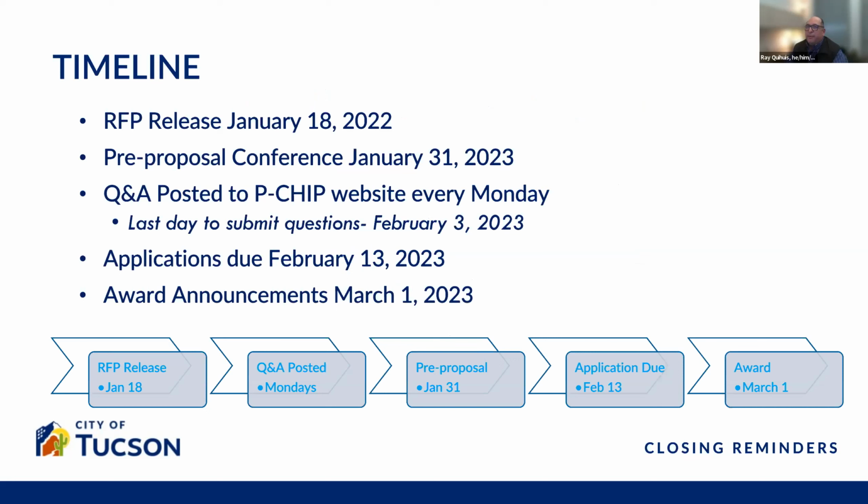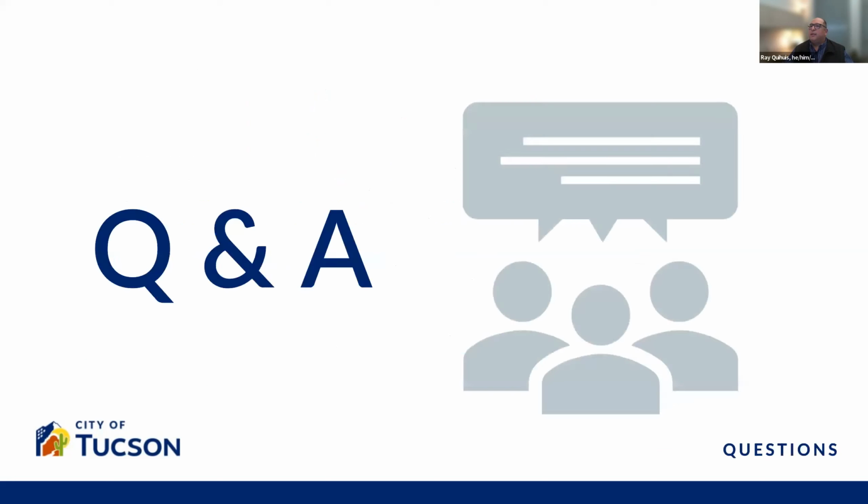Just wanted to recap in closing the timeline. We know the RFP has been released. The pre-proposal conference is happening now. The Q&A is posted to the PCHIP website every Monday. The last day to submit your questions is February 3rd, 2023. Applications are due February 15th, and the award announcements will be on March 1st.